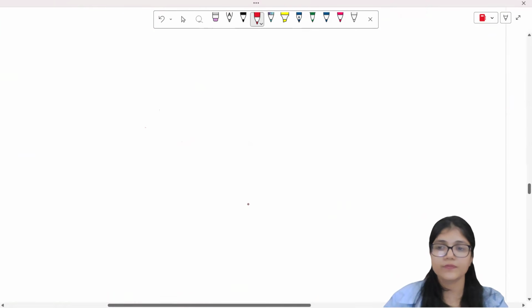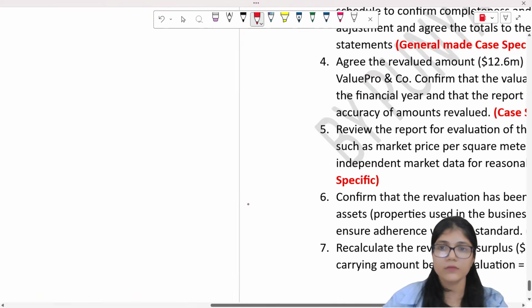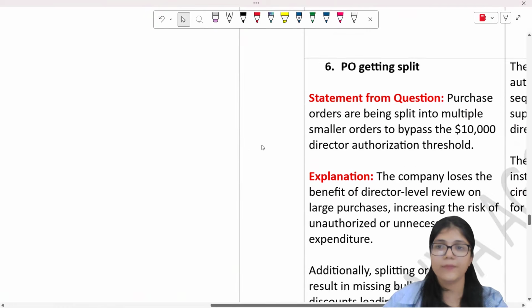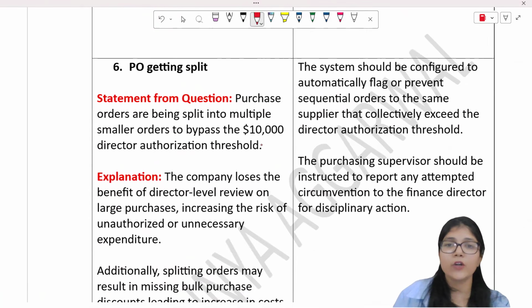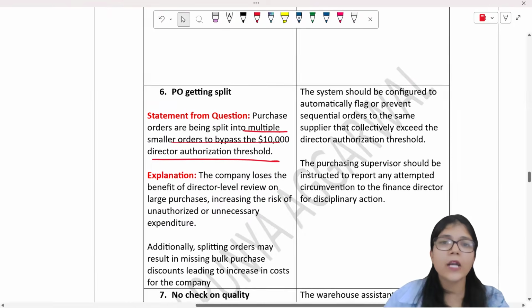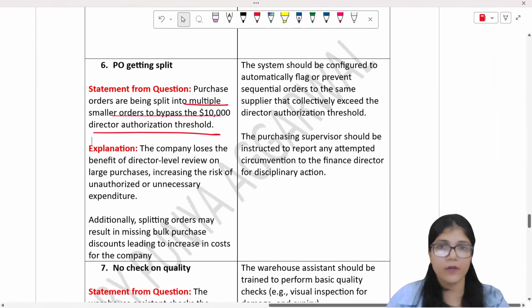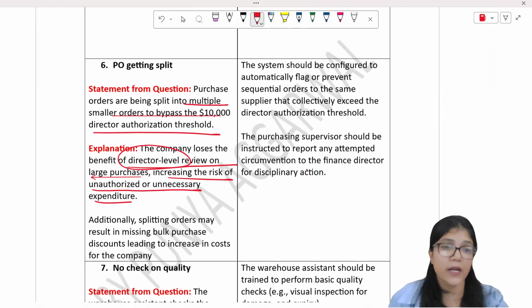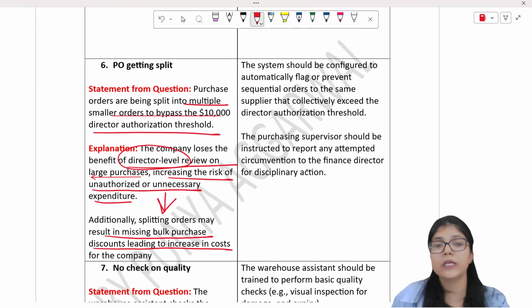Let me show you. Purchase orders are getting split into multiple smaller orders to bypass the 10,000 director's authorization threshold. So probably they willingly are doing this so that it does not get to the director level. It is only approved by the supervisor, right? The company loses the benefit of director-level review on large purchases, increasing the risk of unauthorized and unnecessary expenditure. Additionally, splitting orders may result in missing bulk purchase discounts, leading to increased costs for the company.